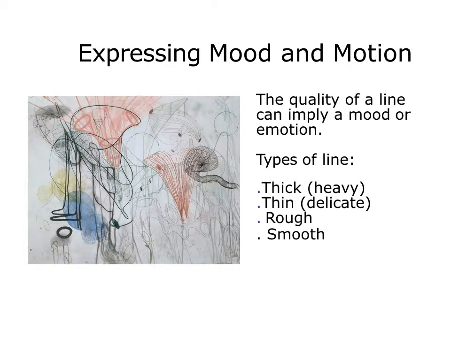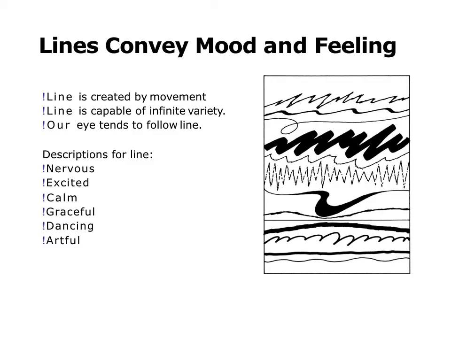As we talked about before, lines can also express mood and emotion. The quality of a line can help to imply that, right? So thick, thin, rough, smooth, they all have different emotions associated with them. This is something you're going to do actually for one of your first discussion posts. You're going to brainstorm 10 different emotions and try to match a feeling that can match it.